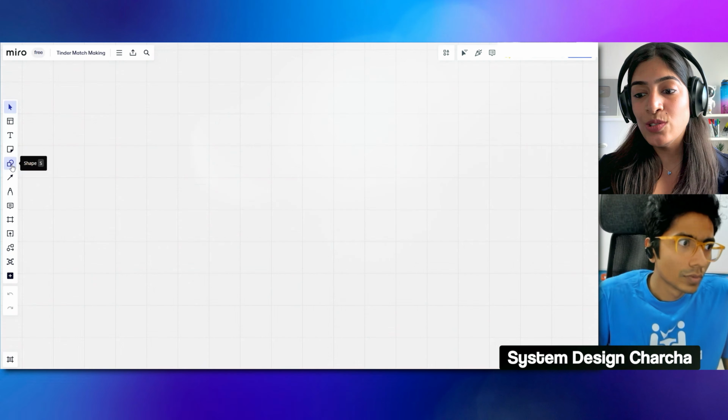Okay, let's start with the capacity estimation. The biggest factor here is the number of users that Tinder has. We have gone through the online Wikipedia page, which says that Tinder has 75 million active monthly users.